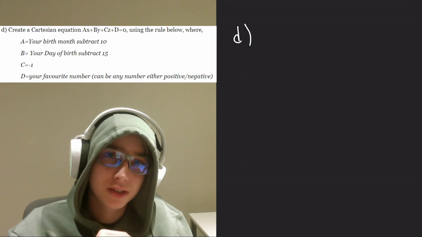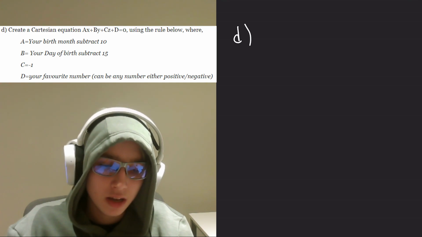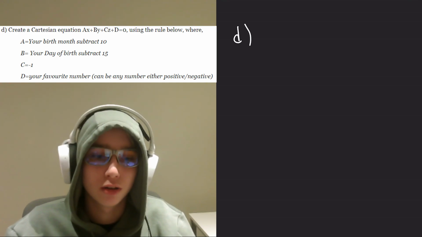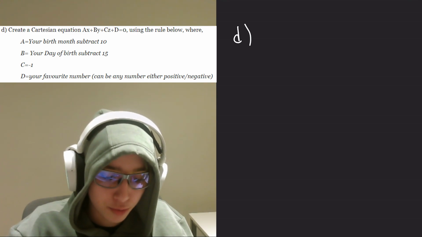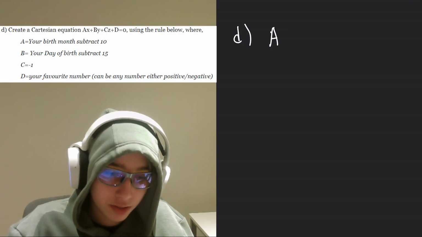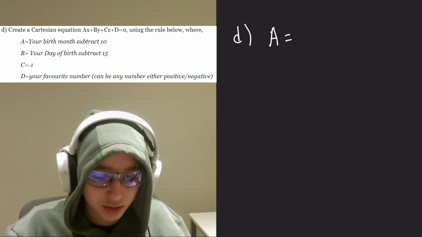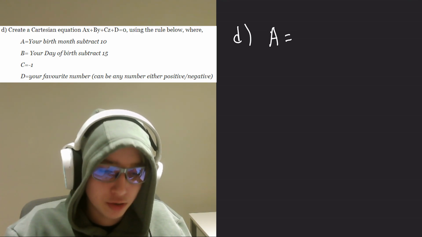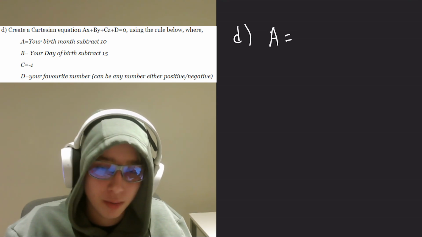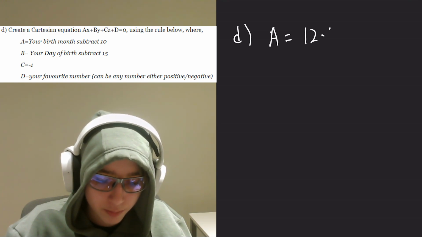Alright, so moving on to question D here, our last simple question, before it starts to ramp up a little bit. But basically, all we have to do is create a Cartesian equation that uses the following rules. So let's start with our value A from our Cartesian equation. And this is just going to be our birth month, subtracted by 10. So, we're going to use my numbers in this question because it's my tutorial. And if you guys don't know, I'm actually born December 26 or 12/26. So let's start with our birth month, which is 12. And we're going to subtract 10 from that, giving us 2.